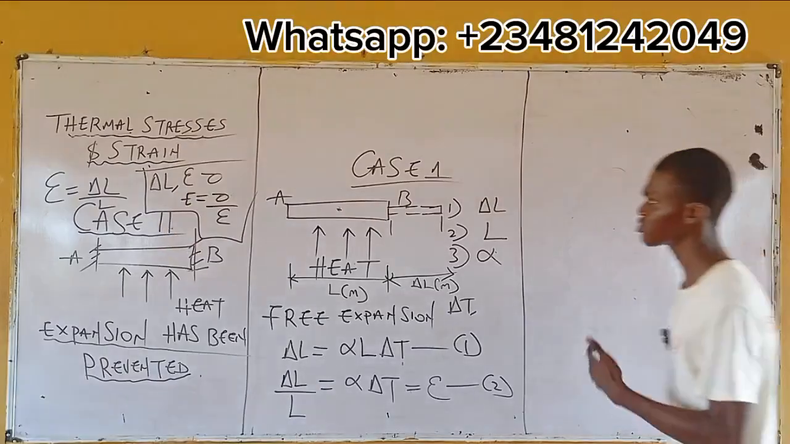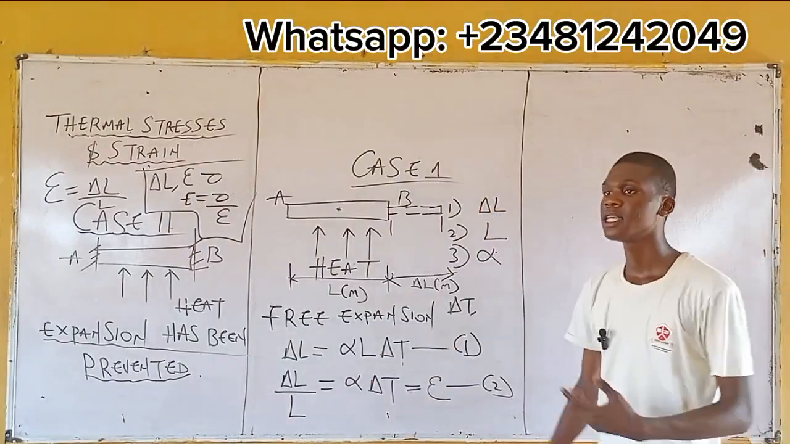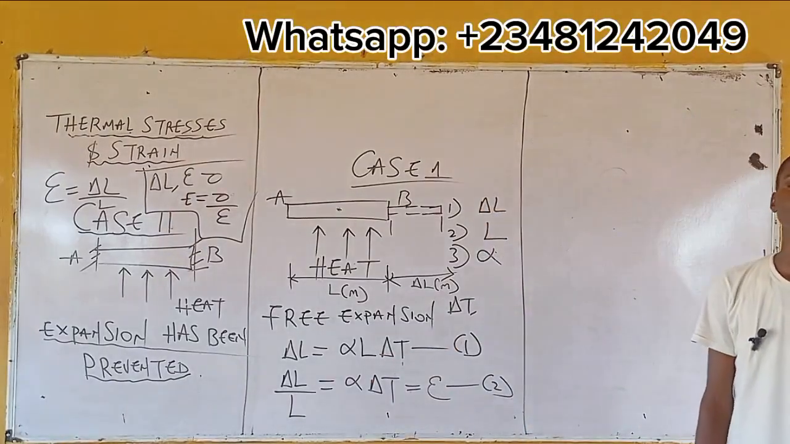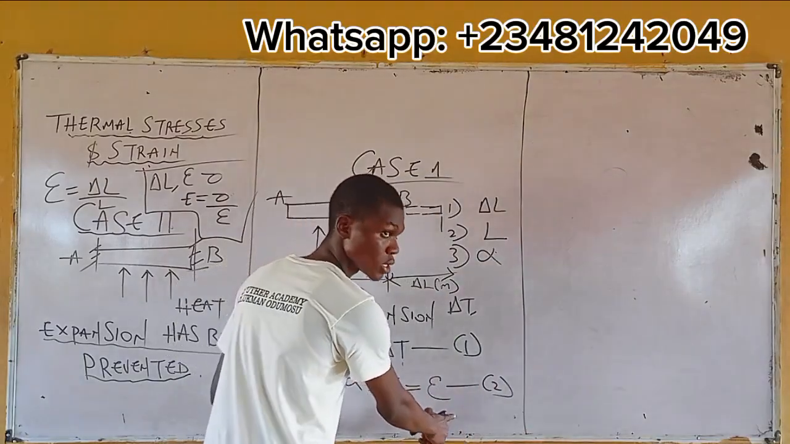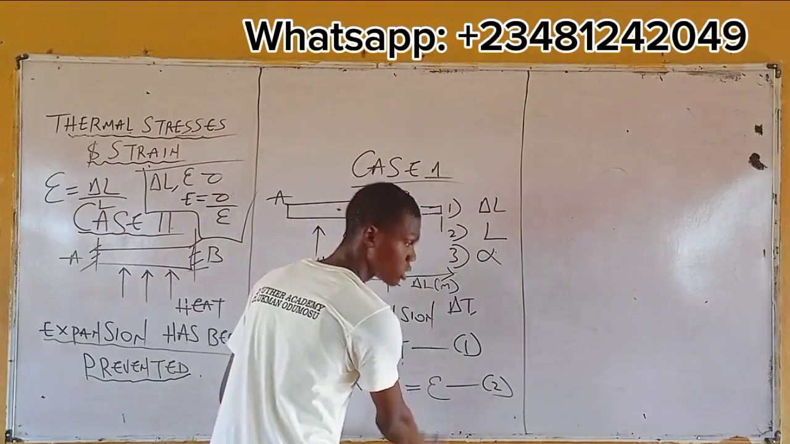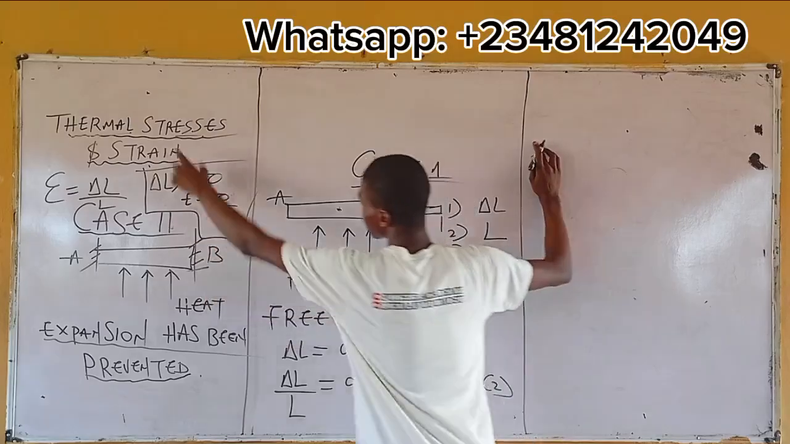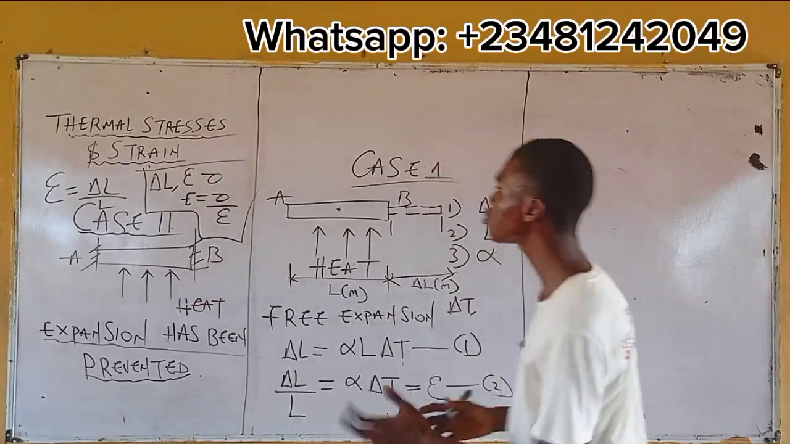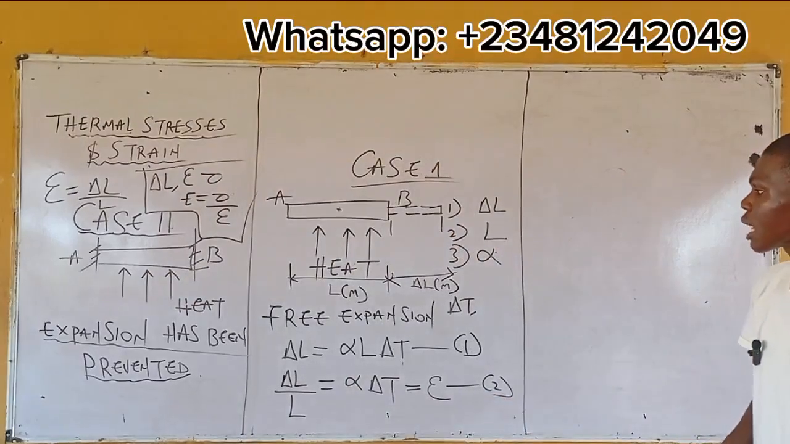Meaning that when it comes to thermal stresses and strain, this is your formula for strain. This formula is the product of the linear expansivity and the change in temperature. What do you call this strain? Thermal strain. Now I've seen the concept behind strain as far as temperature is concerned. Moving on, let's look at thermal stresses.